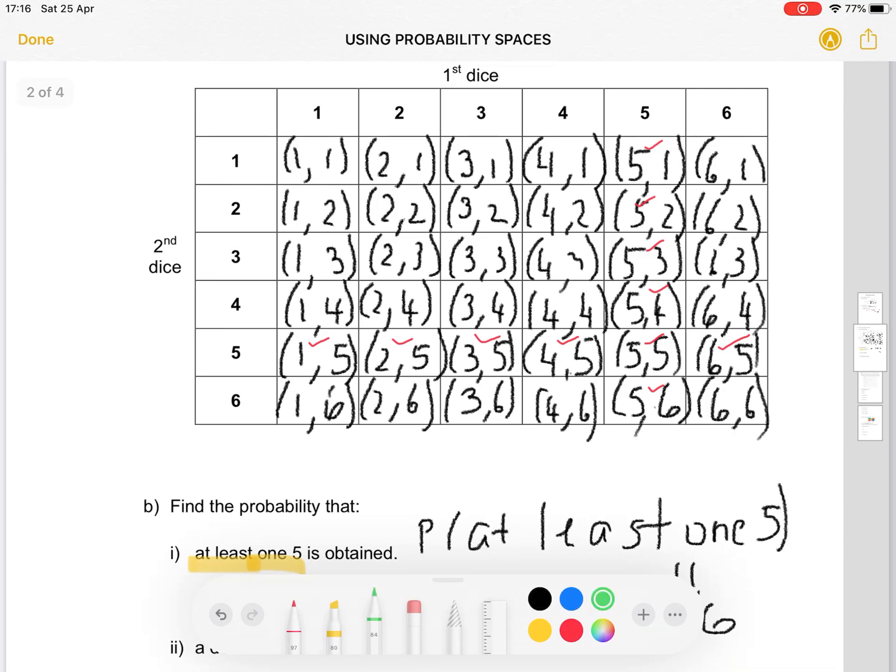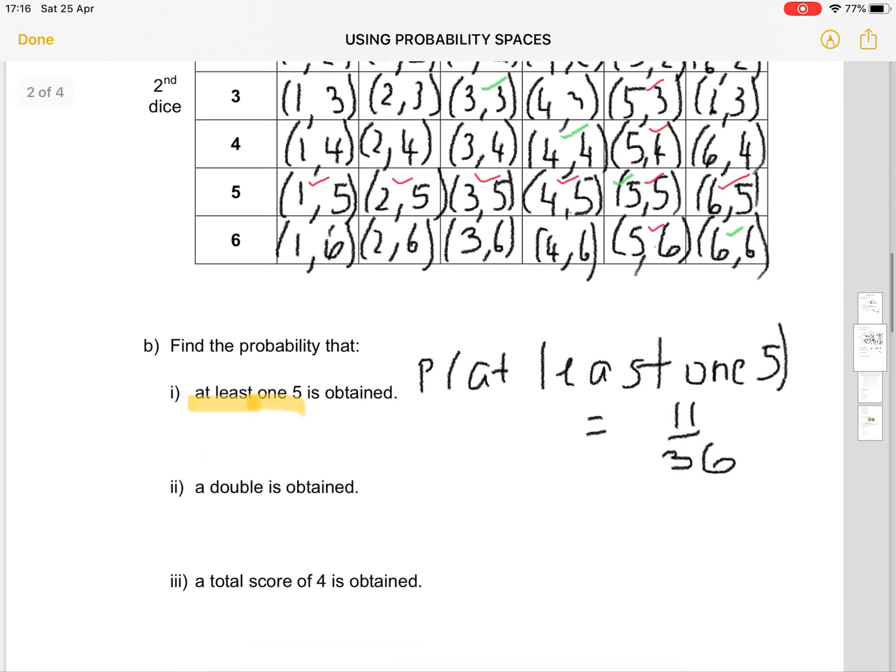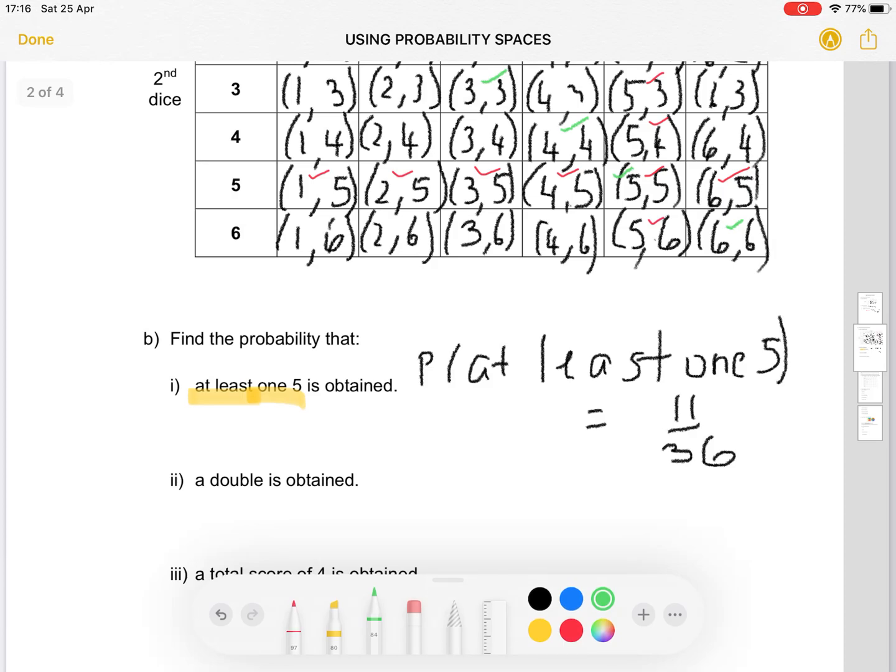We choose another color now. We have 1, 1, 2, 2, 3, 3, 4, 4, 5, 5, and 6, 6. If we count them, we obtain 1, 2, 3, 4, 5, 6. 6 out of a total of 36. Probability of a double is equal to 6 on 36.